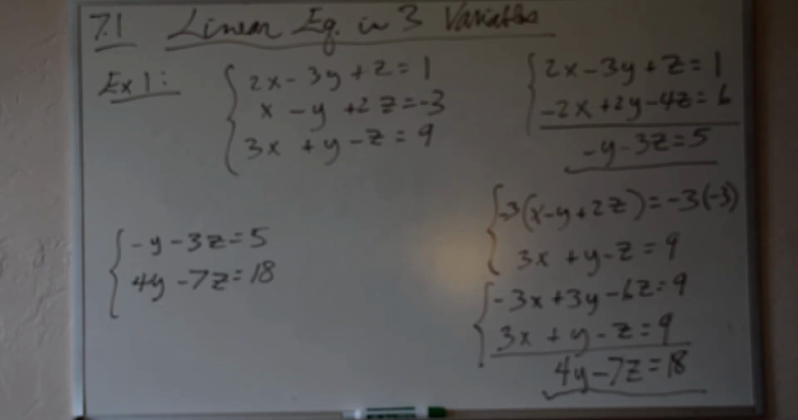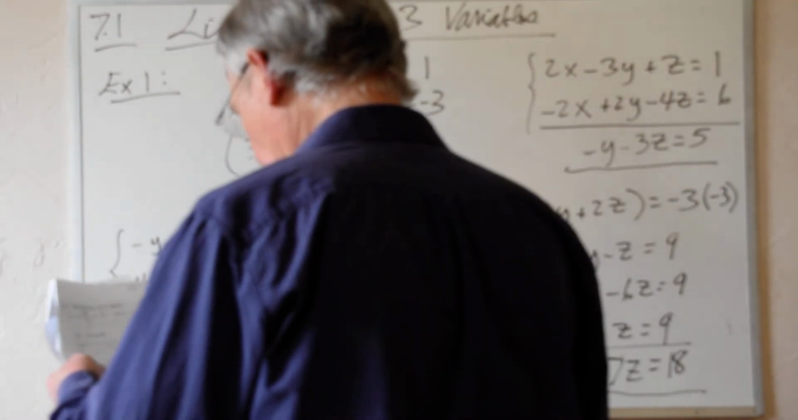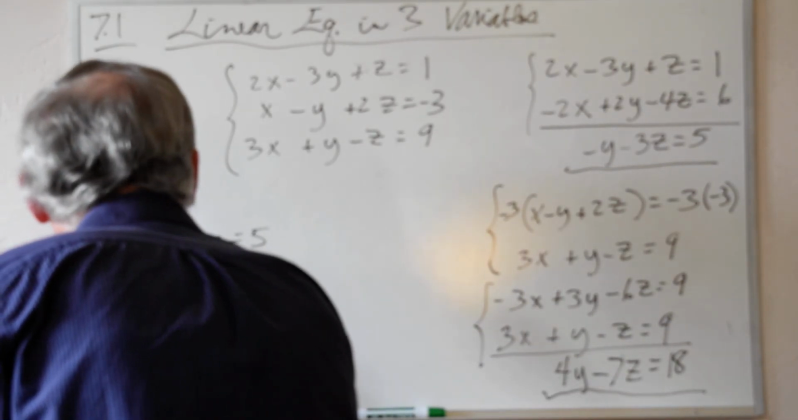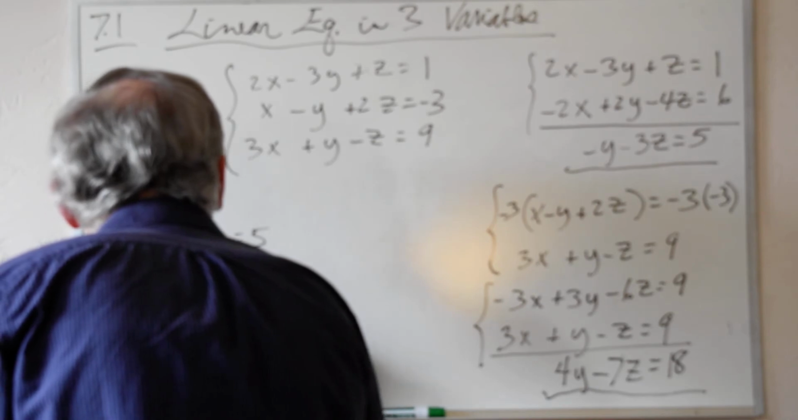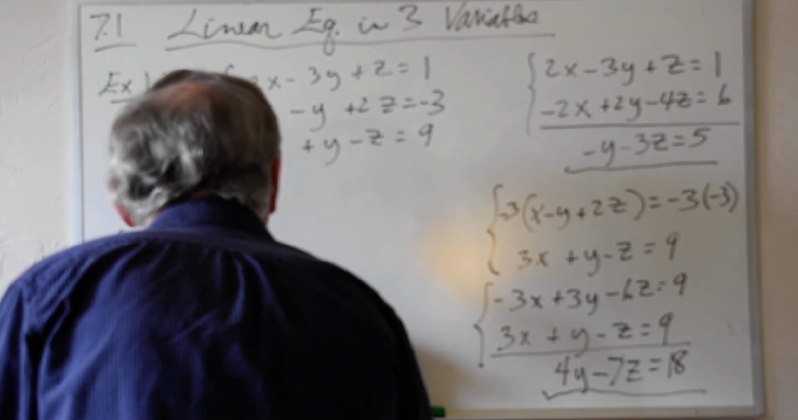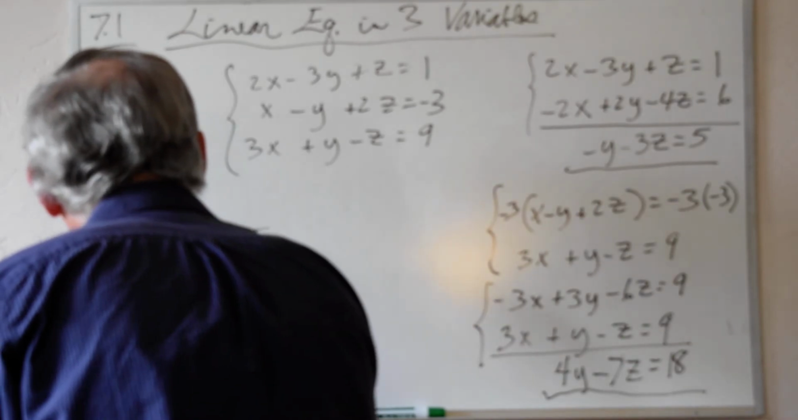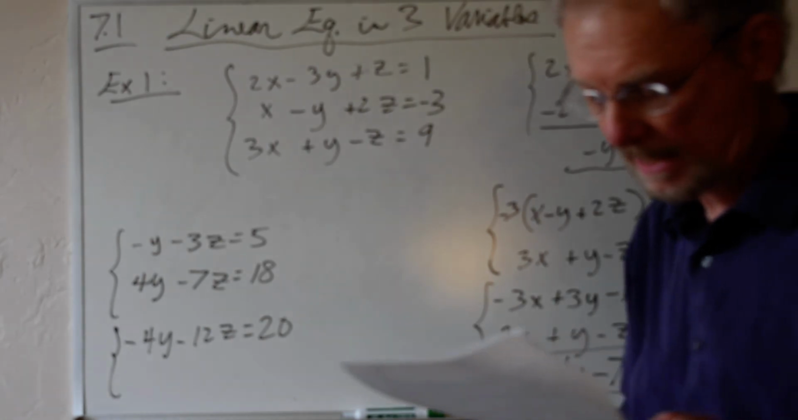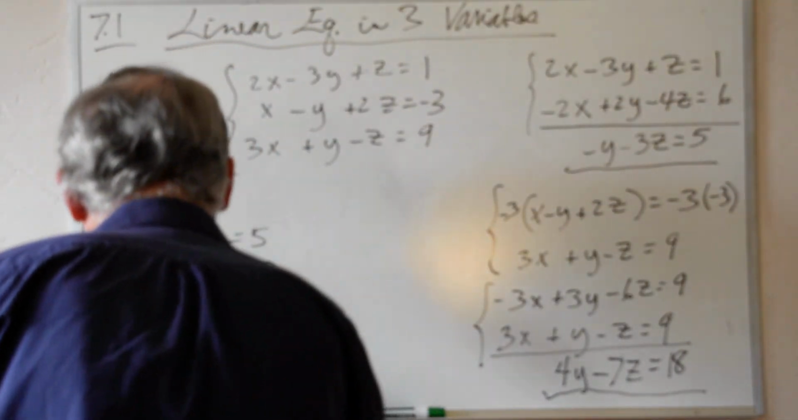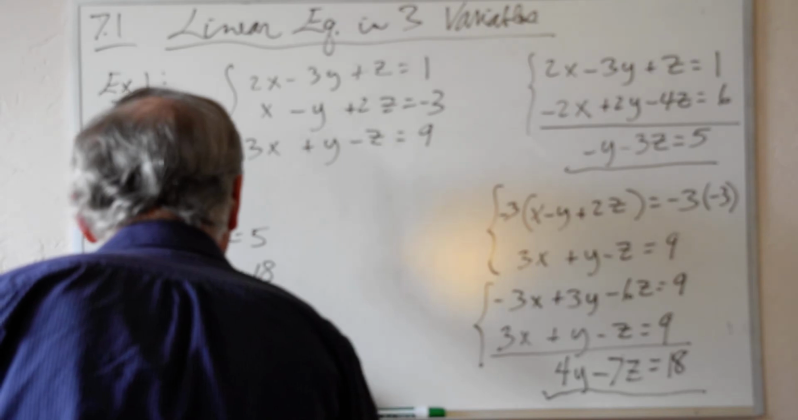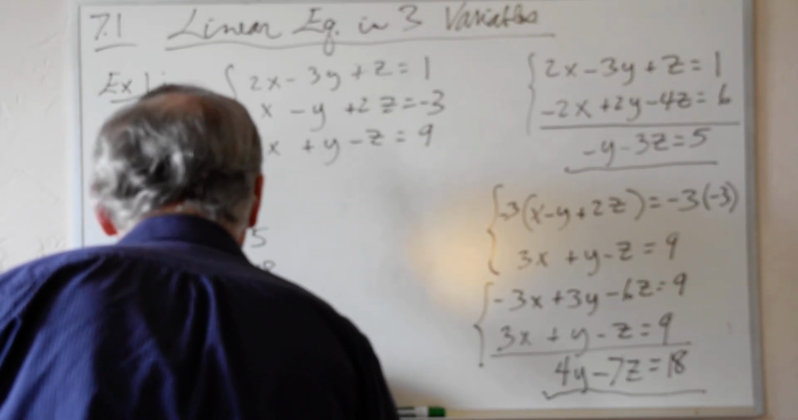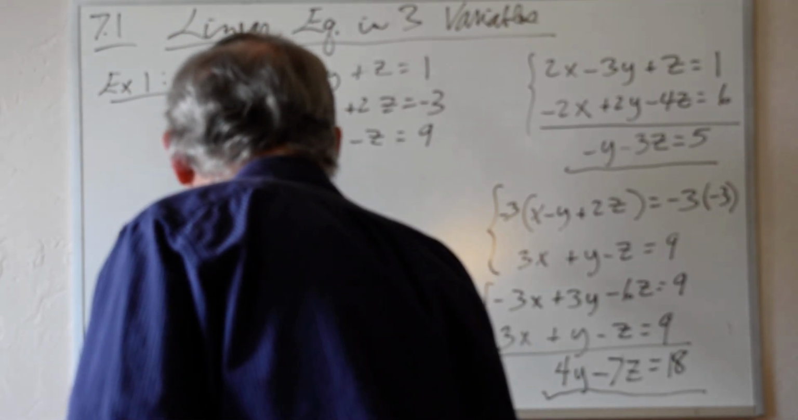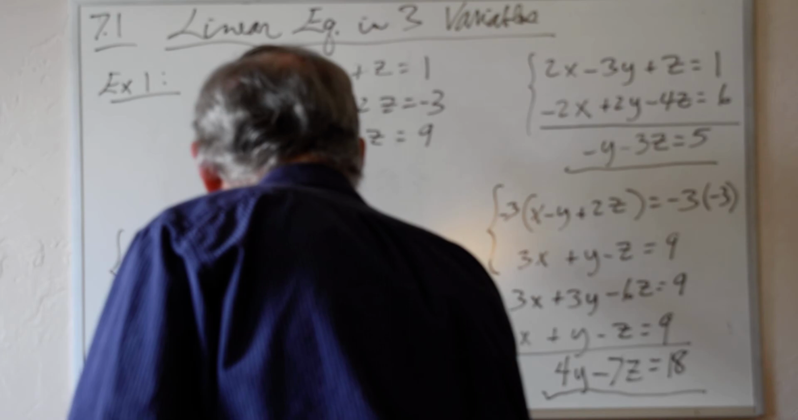Okay? It's just a system of linear equations in two variables. So we solve as usual. I'll multiply the top equation by 4. That gets me a minus 4y there. You can see what I'm going to do. I'm going to eliminate y. So now I add these and I get negative 19z equals 38.